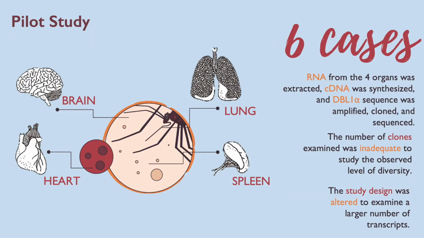Before anything else, researchers first conducted a pilot study on the 6 cases of fatal falciparum malaria to know the diversity of VAR transcripts expressed by these parasites in patients' organs. Each organ had 20 VAR clones sequenced, so there was a lot of variation, with up to 14 distinct VAR sequences discovered from a single organ. Thus, the researchers concluded that the number of clones analyzed was insufficient. So, to eliminate potential bias, the research design was revised.